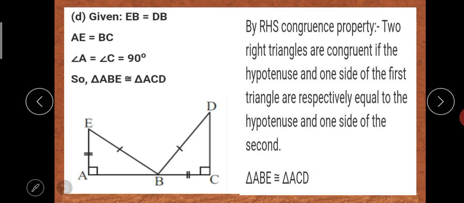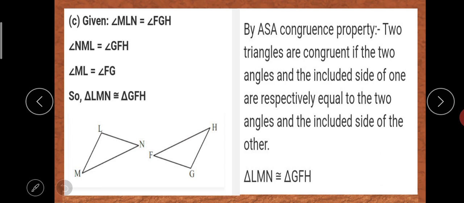Third one, see now. In that, angle MLN is equal to angle FGH. Okay. So here two triangles are given. In that, MLN, so this is an angle here. Okay. MLN and FGH. FGH means this L and G are congruent. Okay. L is equal to G. Next, what is given here?